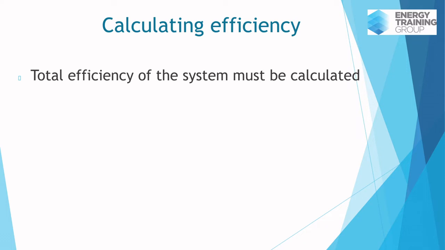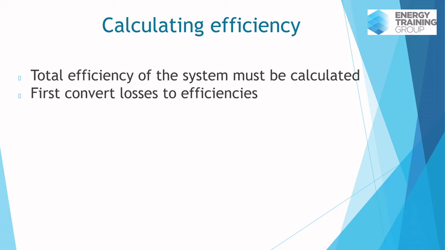So to calculate efficiency, we have to calculate the total efficiency of the system. The other two figures in our formula are pretty easy. Obviously, irradiance, we get given that as a figure. Our system size, we know what our system size is. There's a bit of work to work out what our total system efficiency is. So that's what we need to calculate.